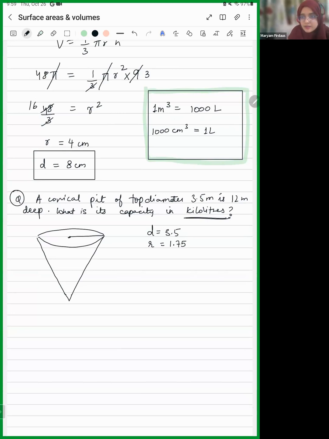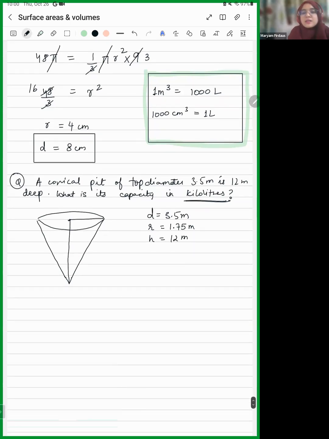What else? They have said it is 12 meters deep. Deep meaning, what is 12 meters for this cone, Prishita? Ma'am, have they given us the height? The height, yes. So the height is 12 meters. We should always mention the units when we're writing this.